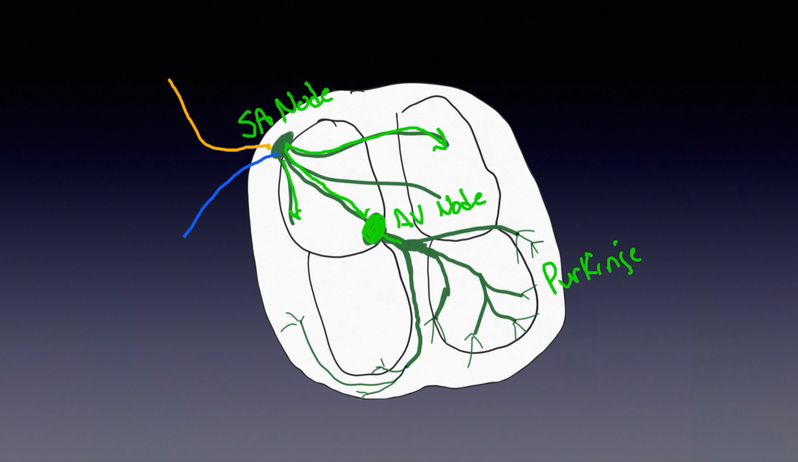Then this comes down through the bundle of His, and into the right and the left bundle branches. There's actually even a posterior bundle branch there. But if you've ever heard of someone with a bundle branch block, it means one of those is blocked. So from here, the impulses come down to the bottom of the ventricles, kind of around to the backside, and then cause the ventricles to contract. So we have atria contracting and ventricles contracting.